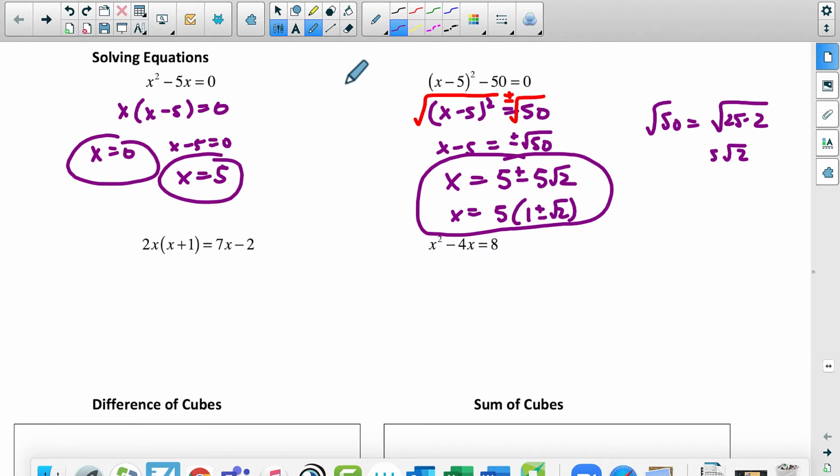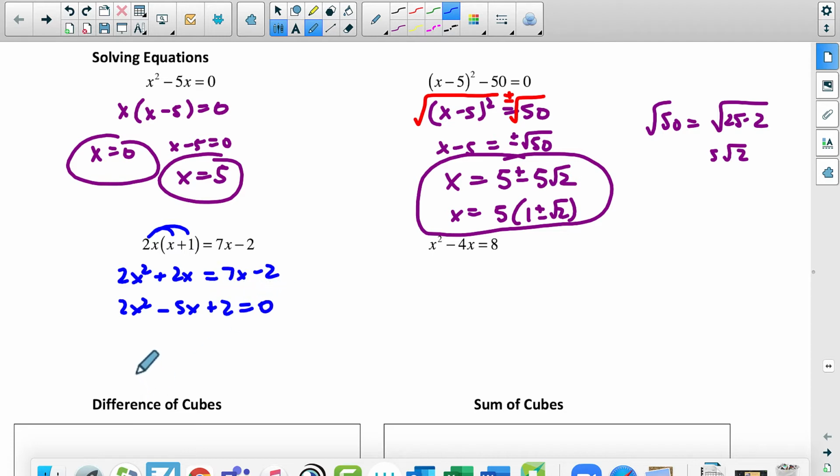Okay, this one you do have to expand. So we're going to use the distributive property here, get 2x squared plus 2x, and on this side there's nothing we can do. And remember, with quadratics you want everything to one side, so it equals 0. Keep your x squareds positive. So I'll keep this here, move the 7x over, so this will become negative 5x, and move the negative 2 over, and it becomes plus 2.